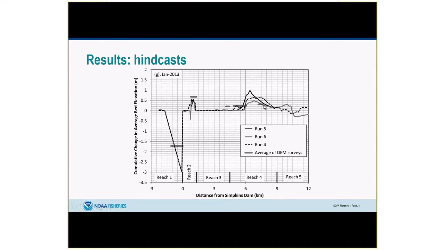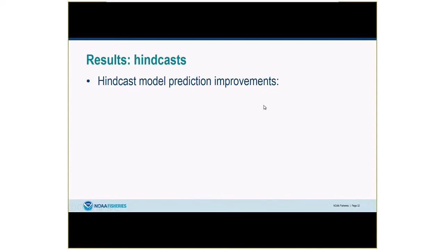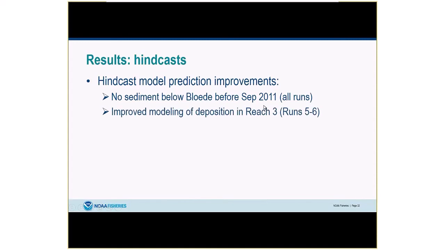So to sum up the hindcast model improvements then, there's no sediment below Bloaty before September 2011, and that's for all hindcast runs, and this comes from observed hydrology alone. There's improved modeling of deposition in reach 3 for runs 5 and 6, and this comes from improved channel geometry. And there's improved prediction of fall zone deposition for run 6, and this comes from an improved estimate of the stored sediment volume that was released from the Simkins impoundment.